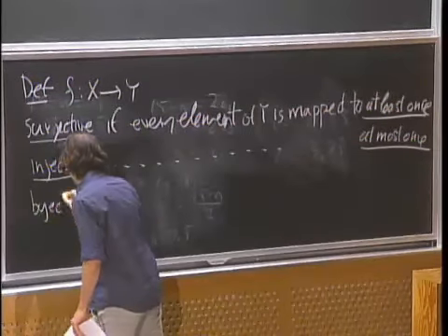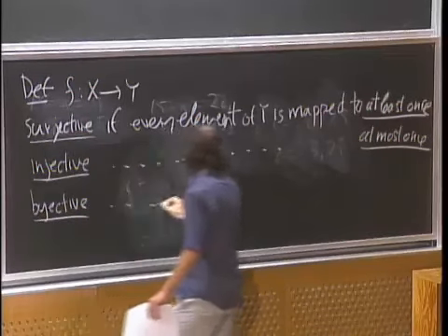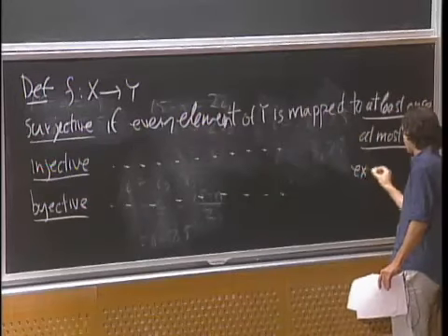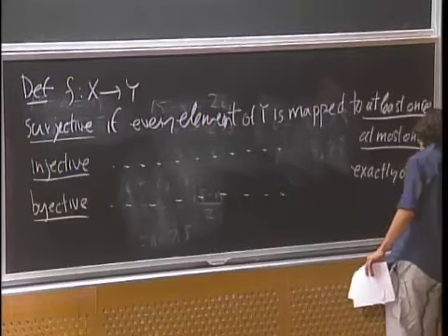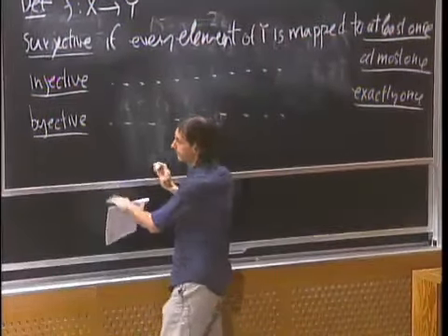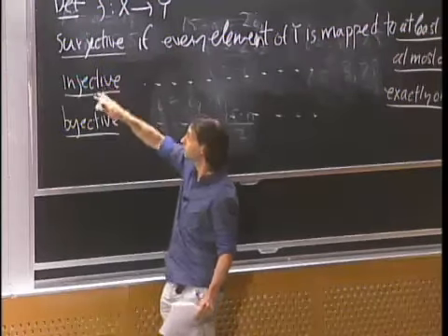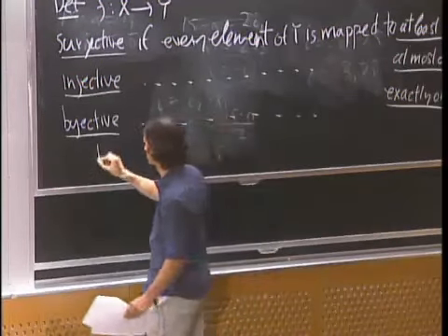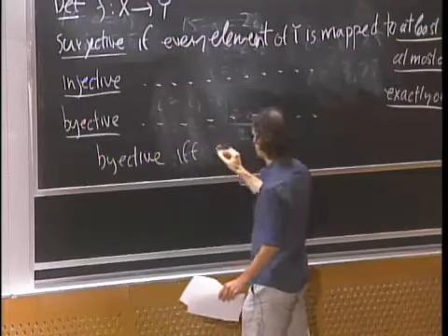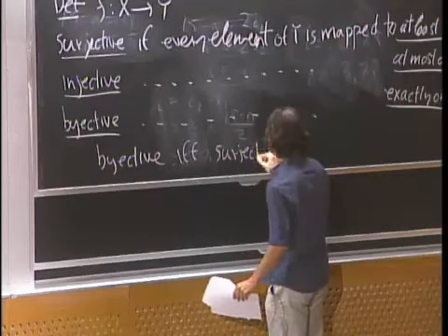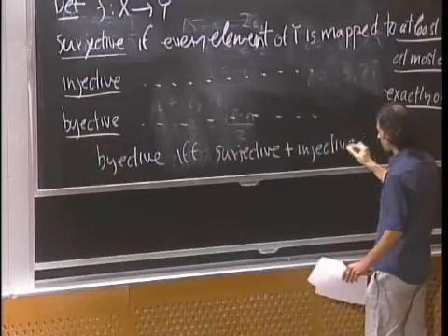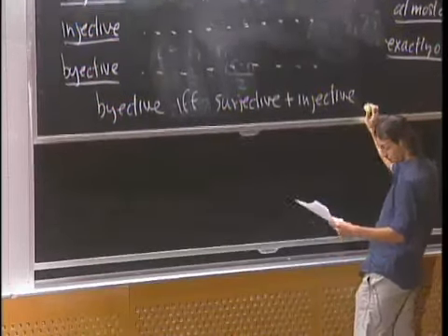Bijective is if we have that every element of Y is mapped to exactly once. And we can see that a function is bijective if and only if it is both surjective and injective. So bijective if and only if we have both the properties, surjective as well as injective. So let's give a couple of examples.